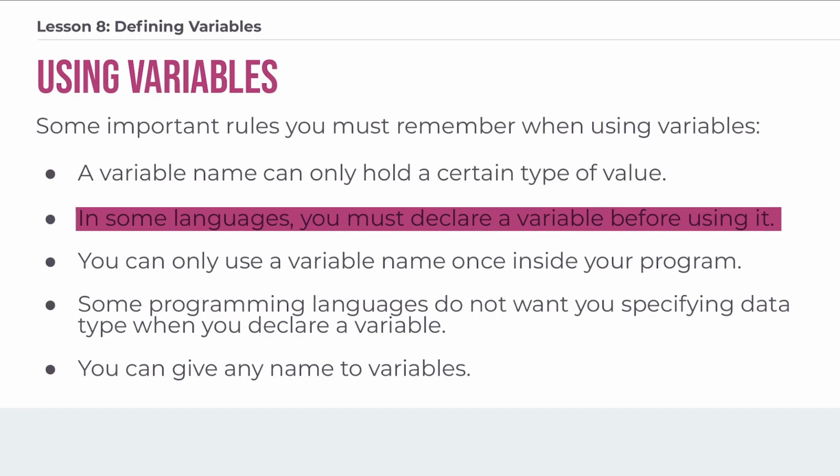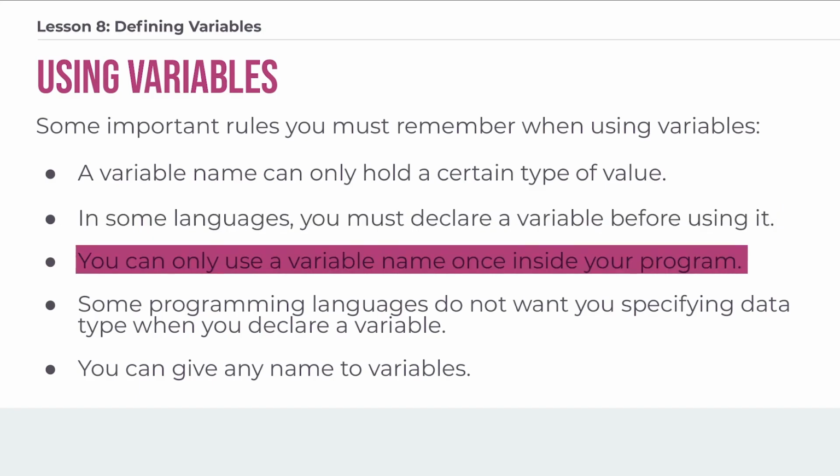In some languages, you have to declare the variable before you use it. It won't accept a variable that is written into a function that hasn't been declared in the beginning. It'll give you a syntax error, but some will. You can only use a variable name once in your program. You cannot use that same name later on, even if you're done with that previous variable.